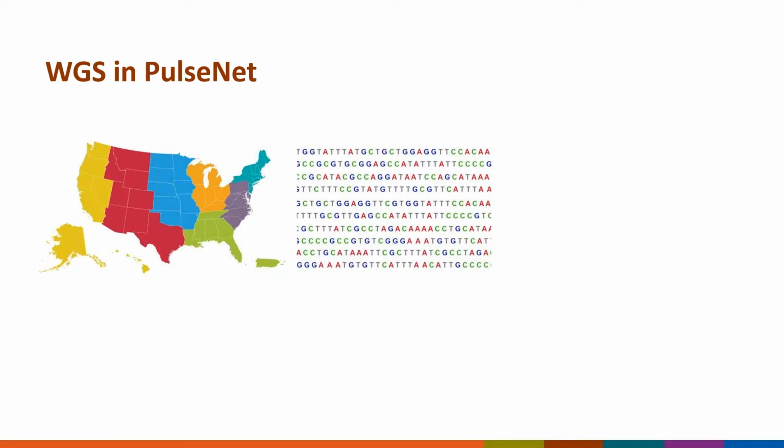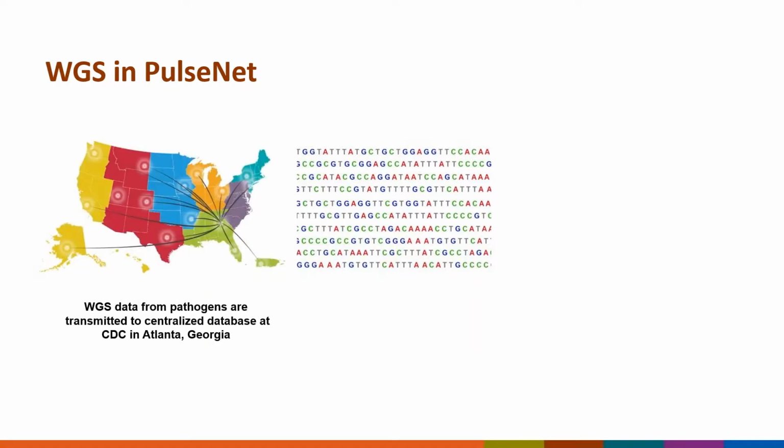So PulseNet is a laboratory network that is in all 50 states. All state public health labs are part of PulseNet, as well as some of the larger city and county jurisdictions and federal partner labs, including FSIS at USDA and FDA. All of these labs generate sequence data from the different pathogens that PulseNet tracks, and then they transmit that sequence data to a centralized database at CDC in Atlanta, Georgia.